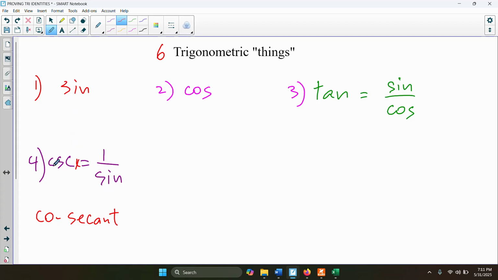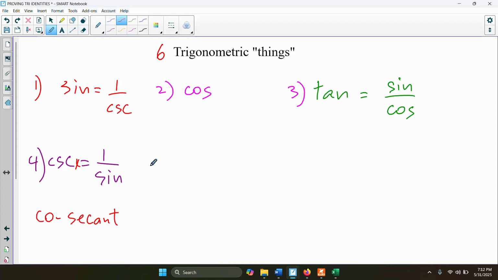Well, that also means that sine, all of a sudden, when I introduce this, if I flip this, I'm going to get this. Sine is 1 divided by cosecant. Okay. So we'll use this kind of heavily back and forth. Okay. So, all right, that's that.